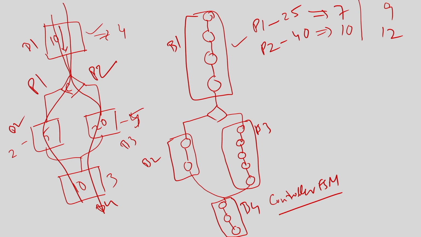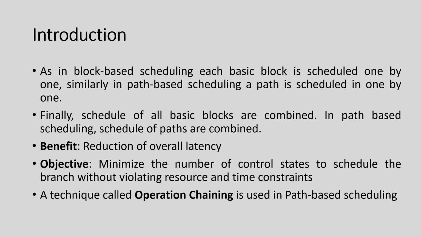So, the basic point I am trying to convey is that if you take the paths at a time, since there are some operations with no dependency among them, you can parallelize these operations and schedule them in the same timestamp. So, the number of timestamps needed to schedule this behavior will be much less than the number needed if you go by basic block based scheduling. Okay. So, path based scheduling tries to do exactly that.